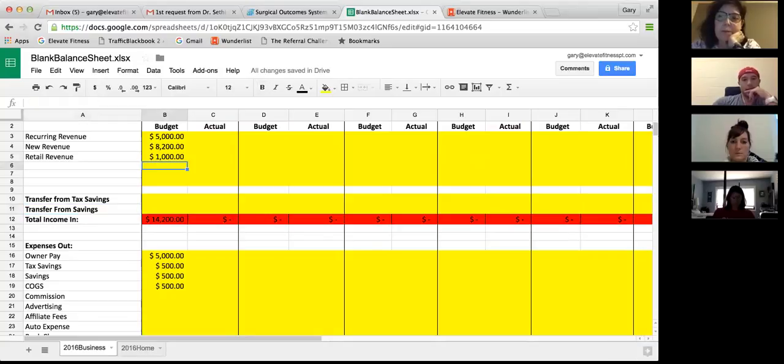So, remember, we're in the goal column, the budget column. Okay, this is our intention. That's why it's in that column. We haven't put anything in actuals yet. We've just set this up for the beginning of the month. Okay.